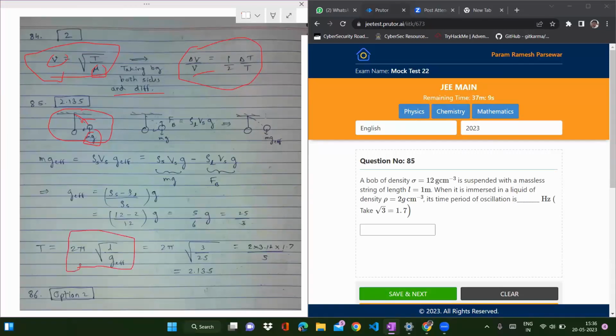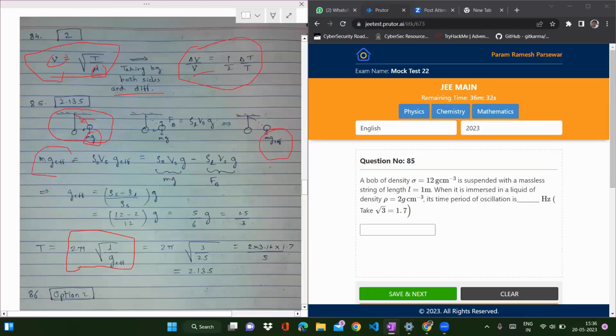So we can actually change any case to the case of just mg. Like in this case, the bob is immersed in the liquid and it will have two forces, mg downwards and F, the buoyant force due to the liquid, upwards. So in that case, we can compare it to the case having some mg effective downwards. There is the F net, which will be mg minus F buoyant.